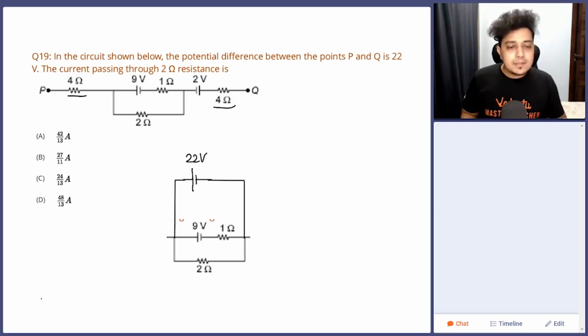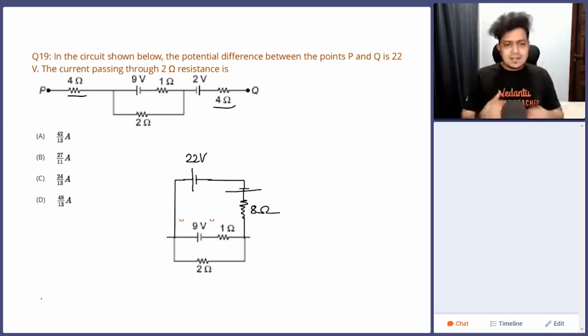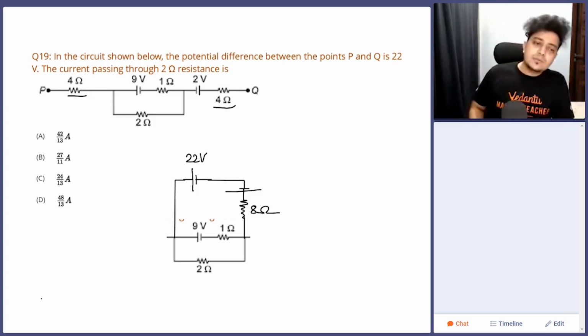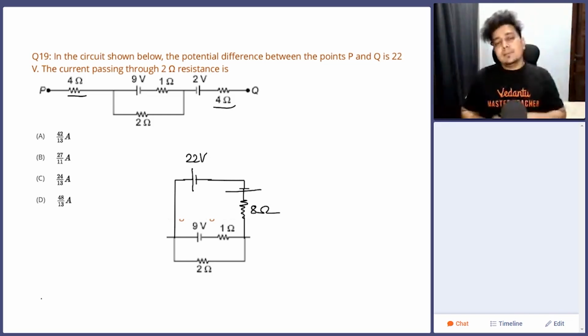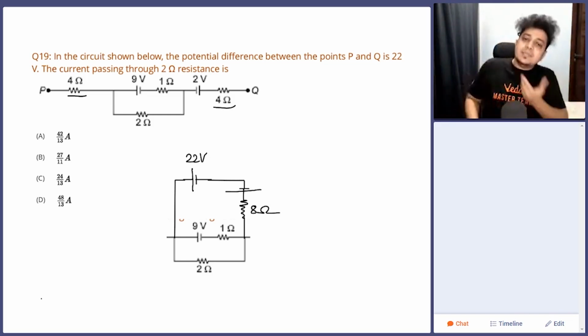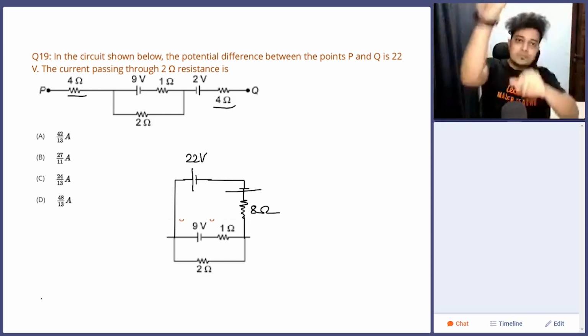And there is one battery as well, which I will show here. And 4 ohm in series combination after attachment, so that will become total 8 ohm. There are other ways to solve the problem, but this is the smartest way. Take P and Q with a potential difference of 22. You connect them and put a battery of 22 volts between them. It means the same thing.